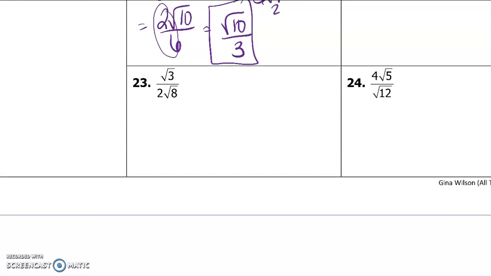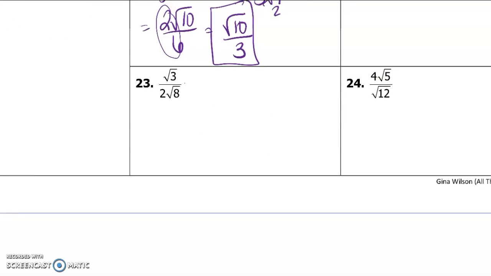And 23. We can't simplify 3 and 8, so right away we can do the square roots. So we end up with the square root of 24 over 2 times 8 is 16. So again, I have 2 already. Square root of 8 times square root of 8 is just 8. So that's how I got my 16.